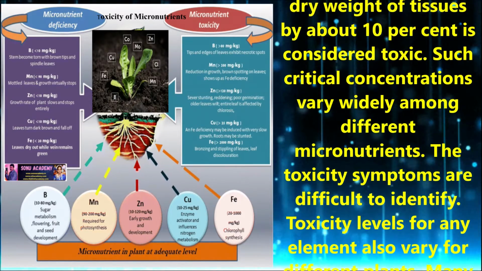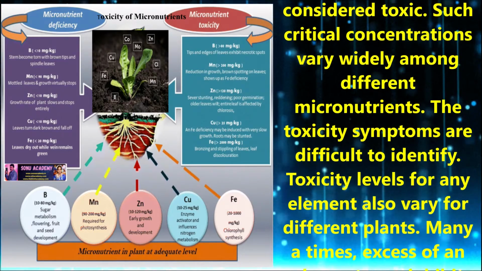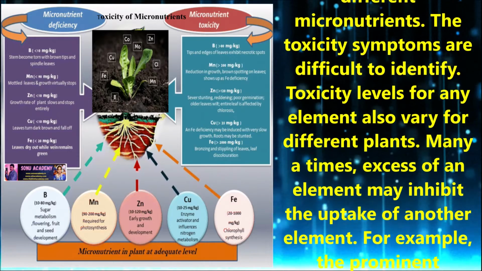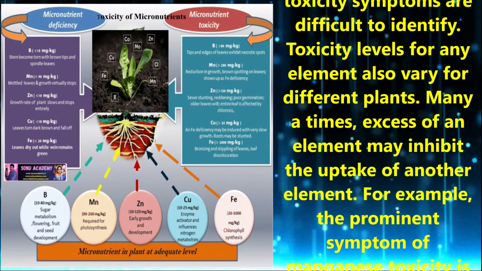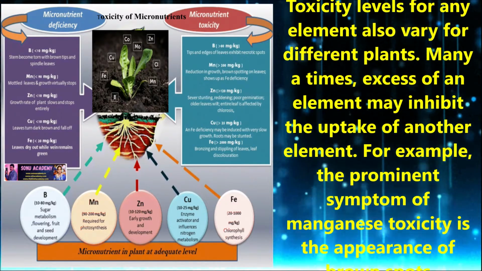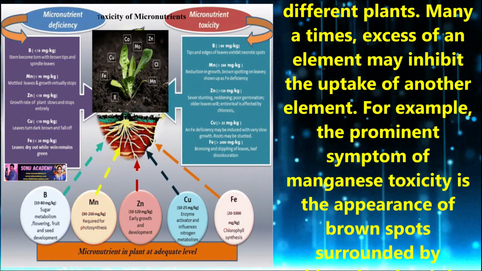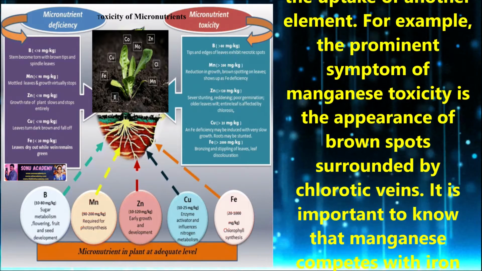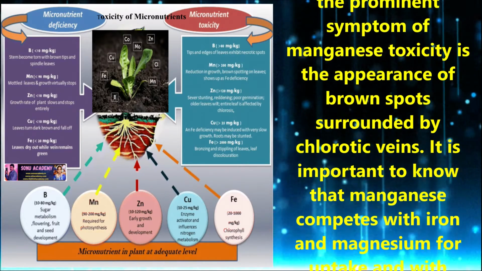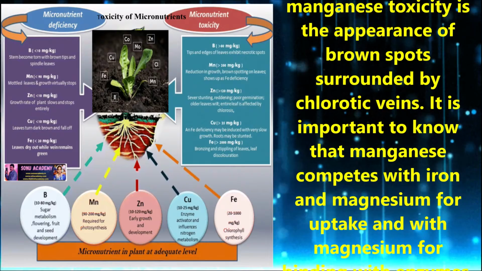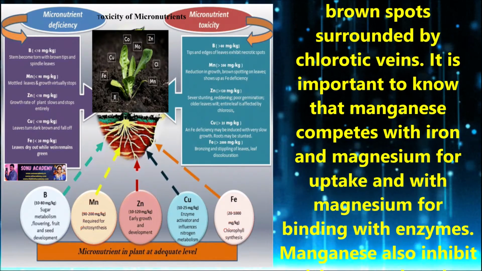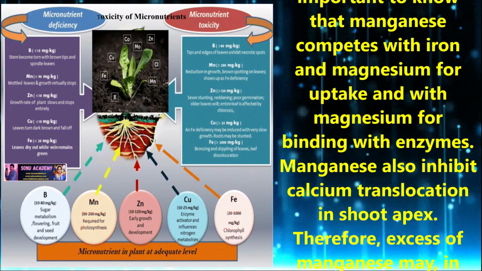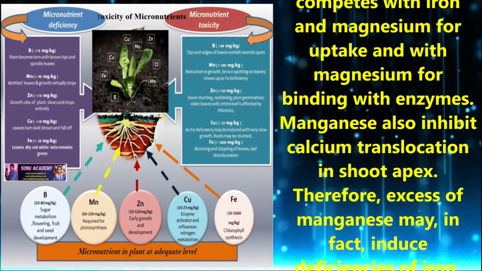The toxicity symptoms are difficult to identify. The toxicity levels for any element also vary for different plants. Many a time an excess of an element may inhibit the uptake of another element. For example, the prominent symptom of manganese toxicity is the appearance of brown spots surrounded by chlorotic veins. It is important to know that manganese competes with iron and magnesium for uptake and with magnesium for binding with enzymes.